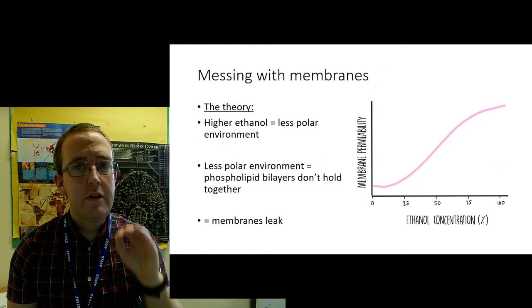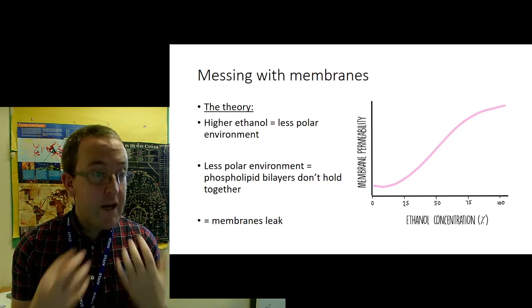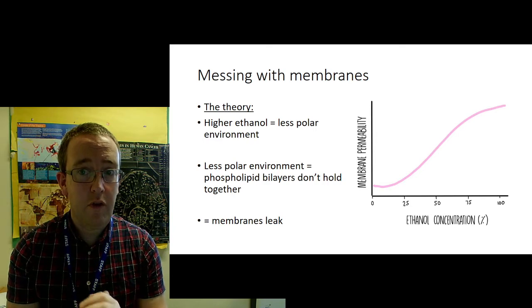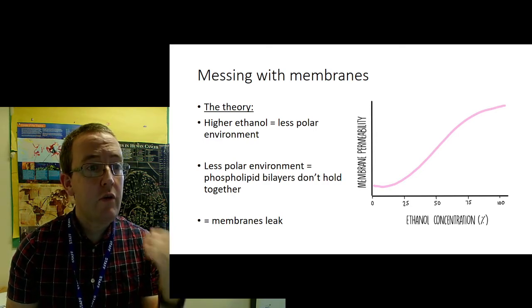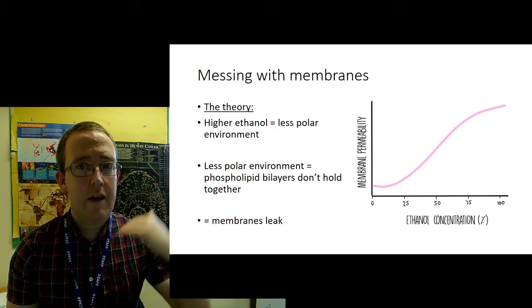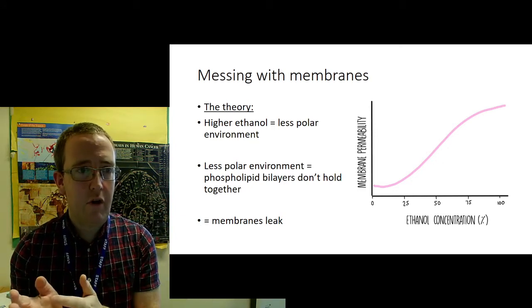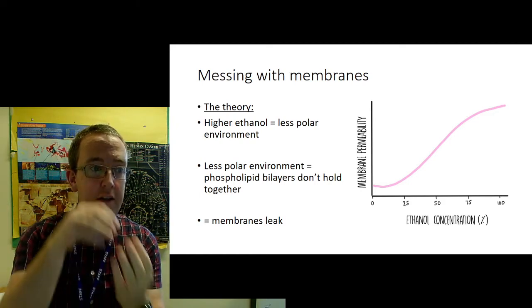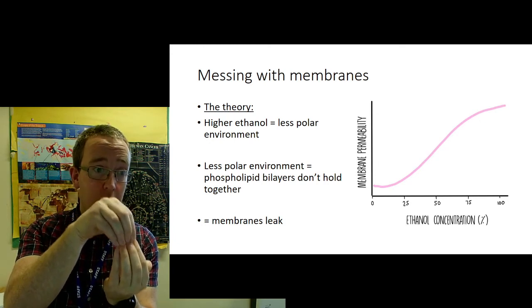Okay, so the theory of this practical goes as follows. We can mess with the membrane if we change the polarity of the environment, and we do that by adding more ethanol. Okay, so the theory goes like this. The higher the ethanol mixed in with your water, the less polar the environment is. Okay, the less polar the environment is, the less able those phospholipids are, that bilayer is, to hold together.